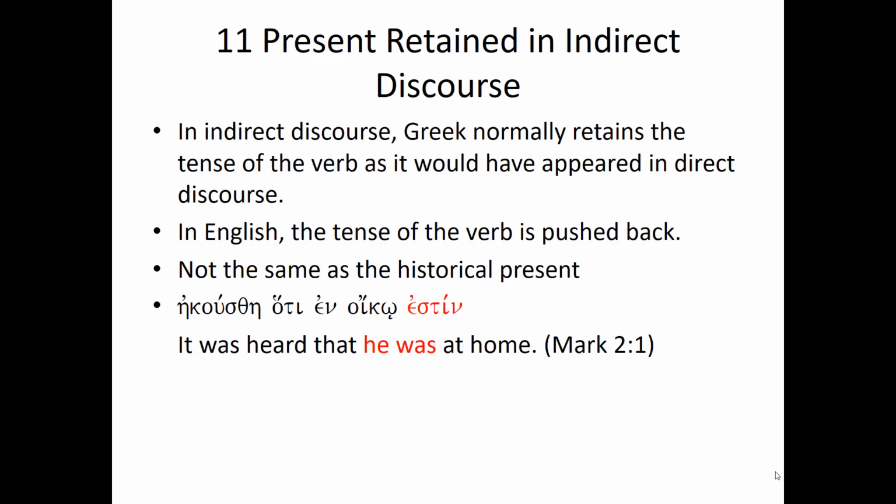So when you translate it in English, since your target language is English, you can do what English would do. So go ahead and push it back. But when you see it in the present tense and you say, why is it doing that? Well, because Greek retains that tense in indirect discourse.